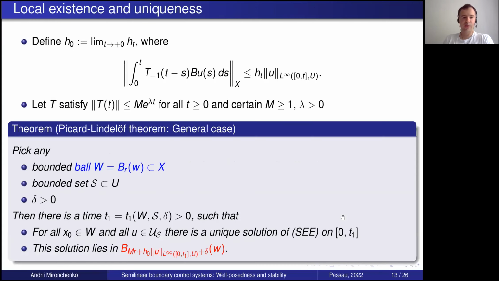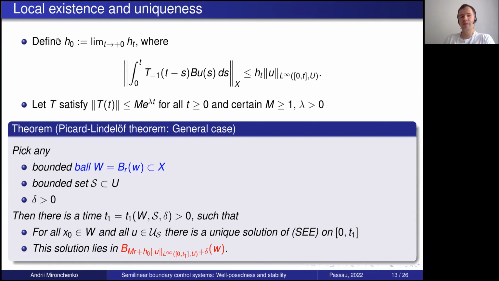And now we proceed to our first result. Since T is a C0 semigroup, it can be upper bounded in this way for some M and lambda. And also, because of infinite admissibility of B, we have such a nice inequality. And since this H is increasing in time, we can always assume that we can compute such a limit, H0, right?